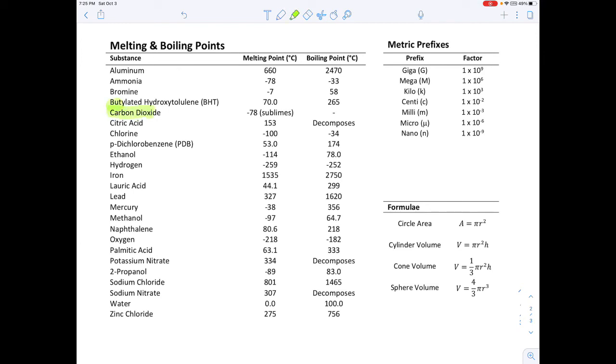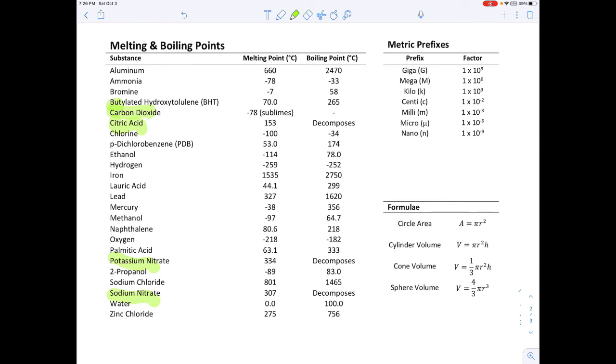Some substances like carbon dioxide on this table, carbon dioxide or citric acid, those guys are a little bit strange when you look here. Carbon dioxide doesn't actually melt, and therefore it doesn't boil. Carbon dioxide at minus 78 degrees Celsius sublimes, so it turns from a solid directly to a gas. Citric acid, potassium nitrate, sodium nitrate, those are all solid substances at room temperature, and they have melting points. But when they've melted and turned to liquids, if you continue to heat them, the liquids don't boil. Instead, they chemically break down, they decompose. So those substances don't actually have boiling points.